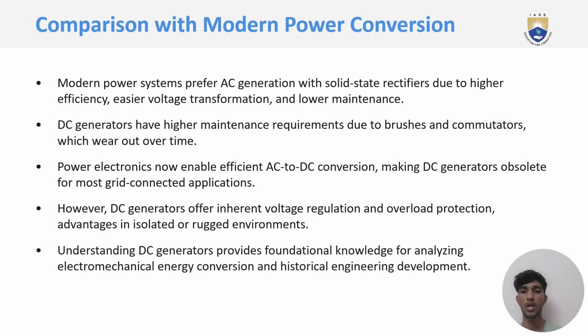Comparison with modern power system conversion. Modern electrical systems mostly use AC generators with electronic rectifiers. AC systems are easier to transmit over long distances and allow efficient voltage transformation. DC generators require brushes and commutators, which increase maintenance requirements. Because of this, they have been replaced in many applications. However, studying DC generators is important because it helps us understand the fundamental principles of electromechanical energy conversion.